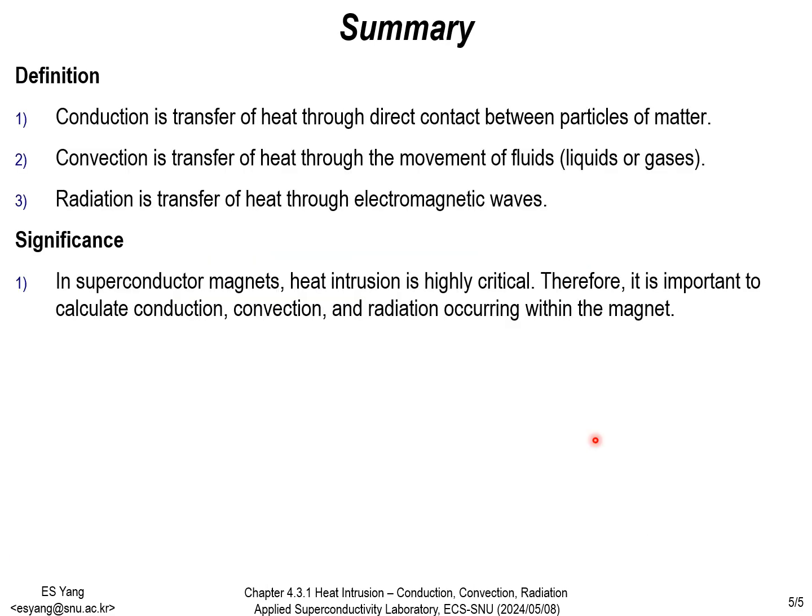To summarize, conduction is the transfer of heat through direct contact between particles of matter. Convection is the transfer of heat through the movement of fluids, like liquids or gases. Radiation is the transfer of heat through electromagnetic waves. In superconducting magnets, heat intrusion is a big deal. So, it's important to calculate the conduction, convection, and radiation happening within the magnet.